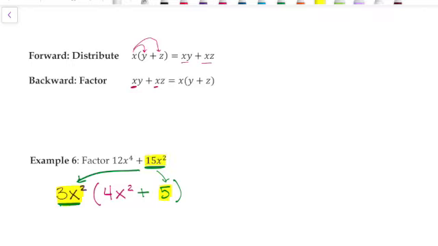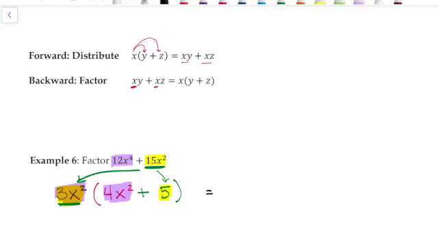Yes, we would. So let's check the other one. If we multiplied 4x squared by 3x squared, would we get 12x to the 4th? 3 times 4 is 12, x squared times x squared is x to the 4th. Yes, so we are done. And that's how you do it.